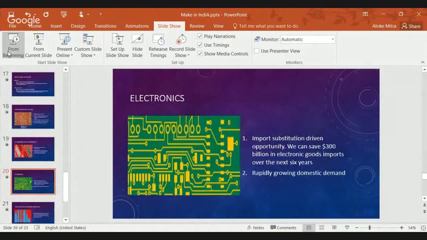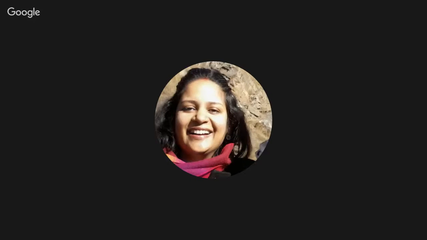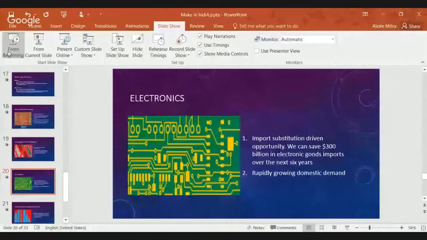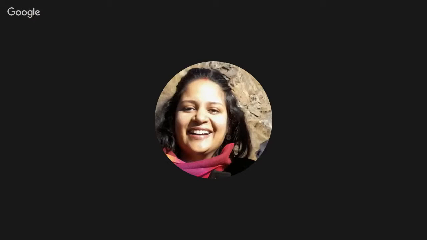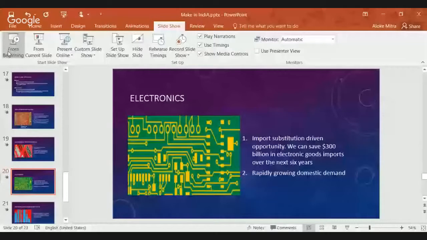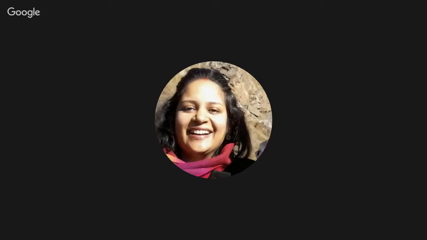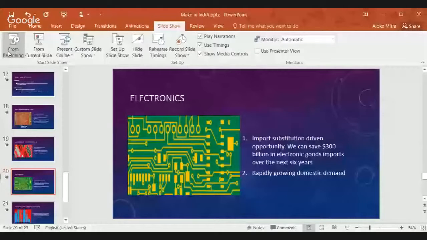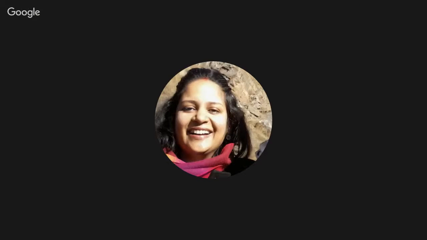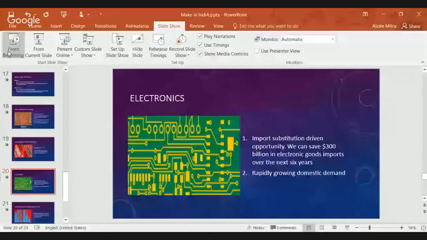Because this sector is import substitution driven, there is a large skill gap. Despite rapidly growing domestic demand, India imports most of its electronic requirements. This can save us. If we actually focus on electronics, we can save $300 billion in electronic goods imports over the next 6 years. But of course, we need to create the right fiscal structures and an ecosystem for this industrial sector.